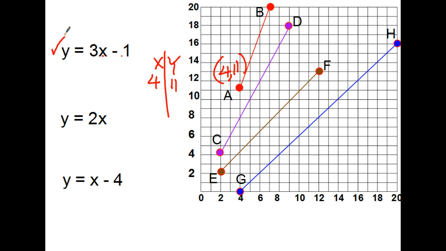Let's go to the B. B is way up there at 7, 21. If I put a 7 in, 3 times 7 is 21 minus 1. It works. So this first one, the line segment, it is AB.